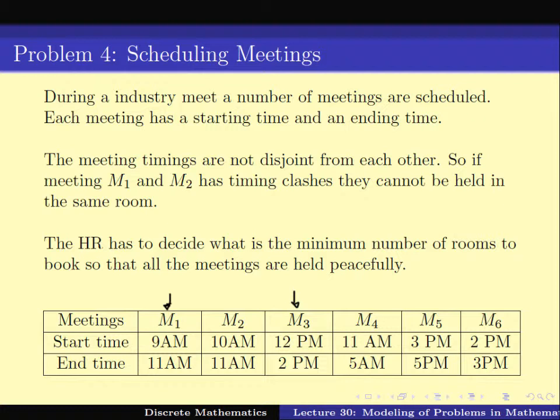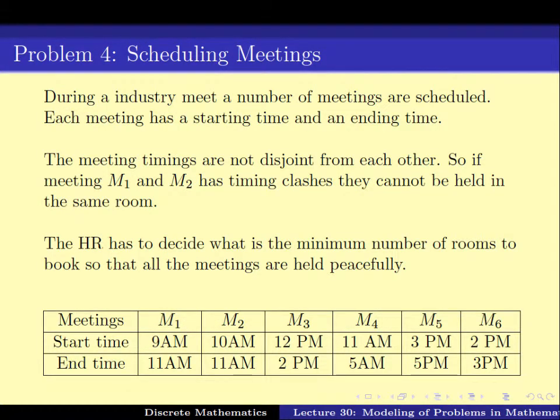But if there are two meetings, for example meeting 1 and meeting 2, that have a conflict in time, then you cannot have both meetings in the same room. In that case, you have to book two different rooms. The question is how many rooms do we need to book to ensure that there is no clash and everything happens perfectly fine. So this is again another example of a minimization problem. We will be seeing how to model this problem also to get a proper solution.